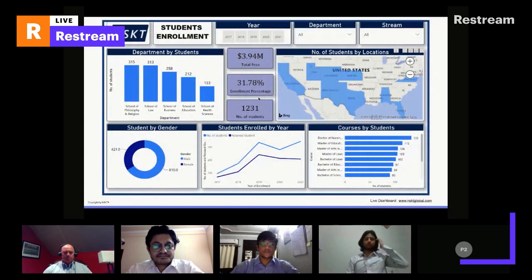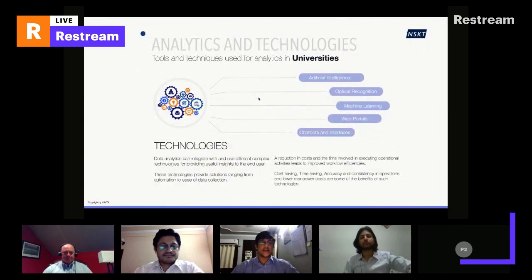Yeah, go ahead. Right. So now we're done with the dashboards. Now there are a few technologies that are involved along with analytics to perform all these analyses that we have just shown. Ankit, our data analyst, would like to explain the same. Thank you, Pratik. My name is Ankit Joshi, and I have been working at NSKT as a senior data analyst.